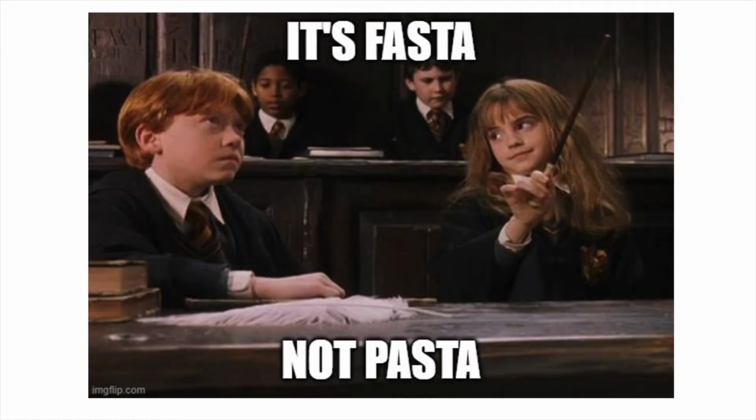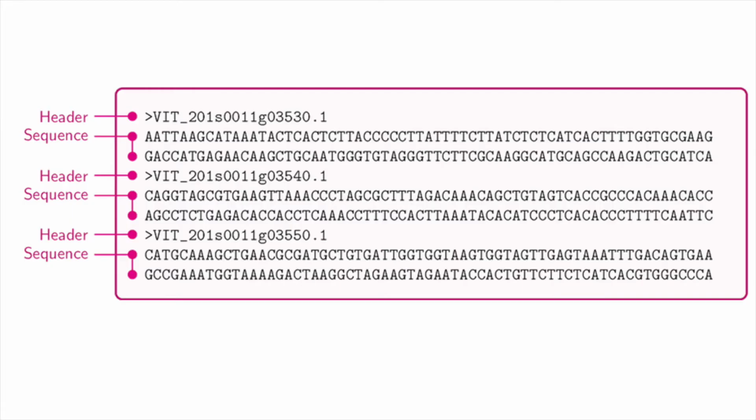The FASTA format is a text-based format for representing either nucleotide sequences or peptide sequences, in which base pairs or amino acids are represented using single-letter codes. A sequence in FASTA format begins with a single-line description followed by lines of sequence data. So what can we do with FASTA files?